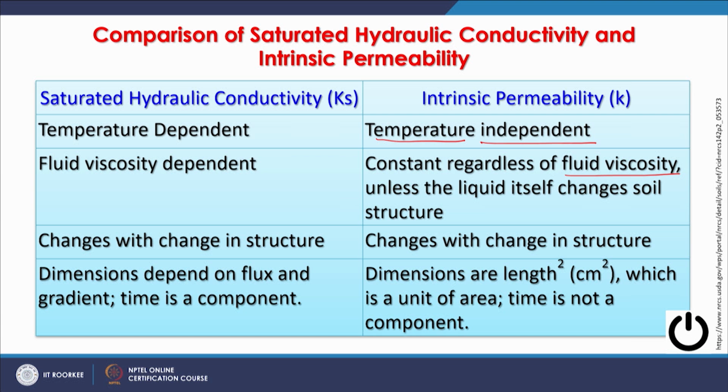Dimensions depend on flux and gradient. Gradient is always important, and time is one component. For intrinsic permeability, the dimensions are given in square length or square centimeter, which is a unit area, and time is not a component here. So, this is the difference between saturated hydraulic conductivity and intrinsic permeability. It depends on where and for what purpose we are using these parameters, and accordingly we will use them.